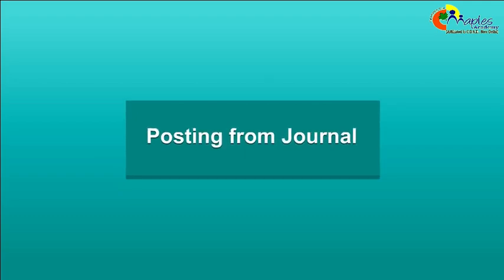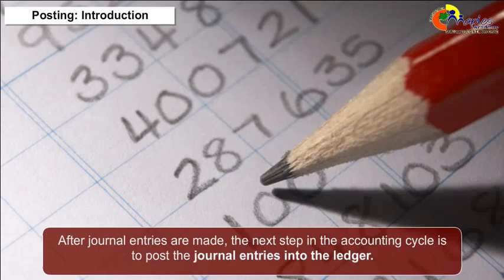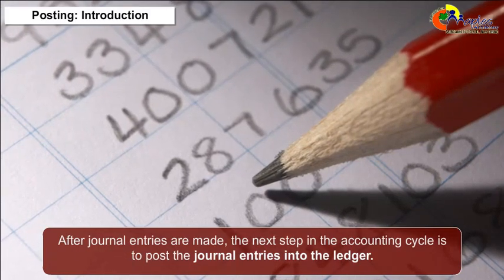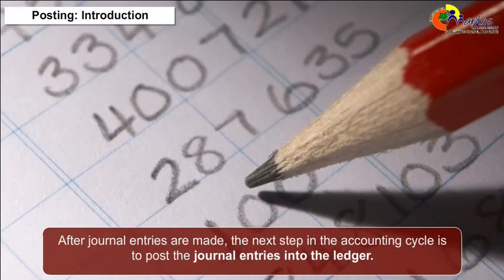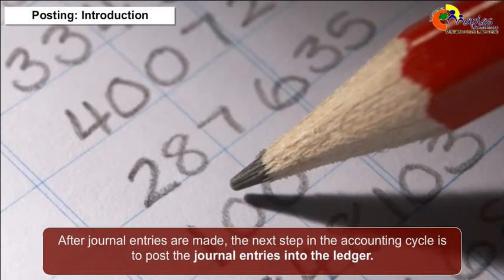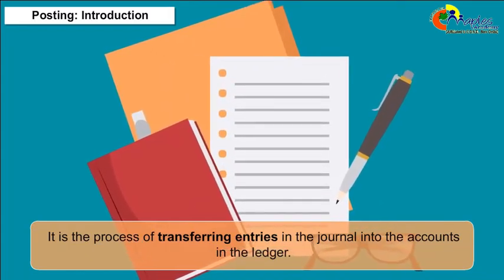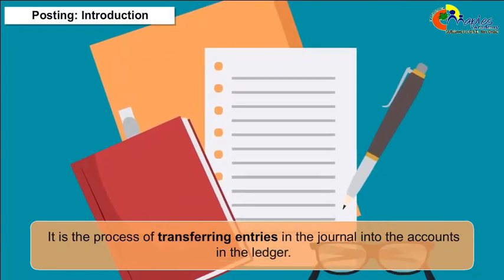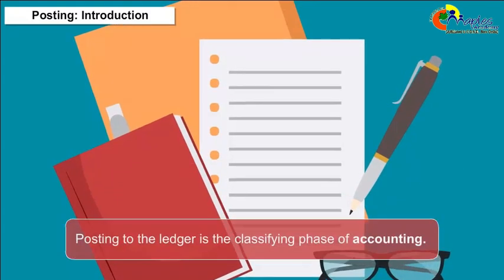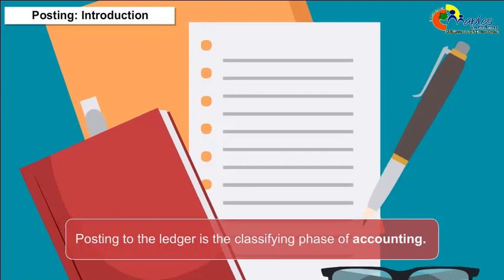Posting from journal. Posting. Introduction. After journal entries are made, the next step in the accounting cycle is to post the journal entries into the ledger. It is the process of transferring entries in the journal into the accounts in the ledger. Posting to the ledger is the classifying phase of accounting.